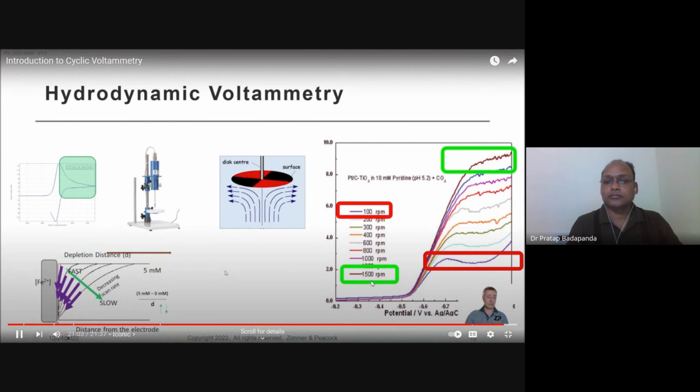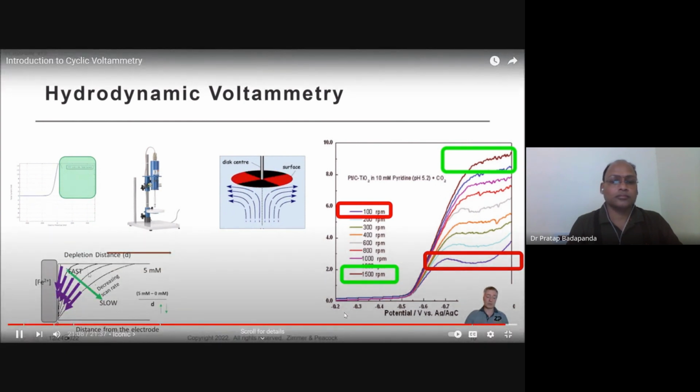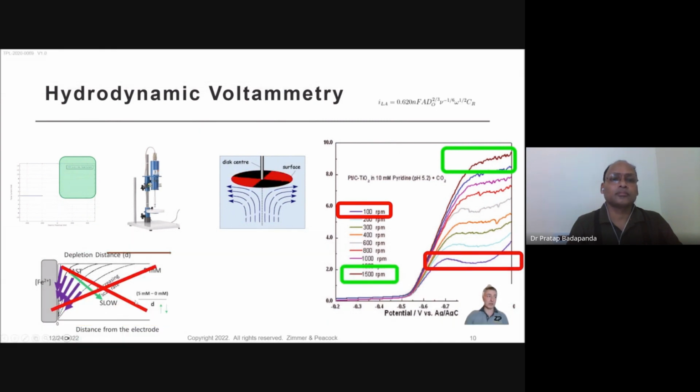Once you start stirring, all of this depletion distance or diffusion distance goes away, and you have a new equation, called the Levich equation, which says that the current is now proportional to the amount that you stir by. So what I'm going to do now is say thank you very much.